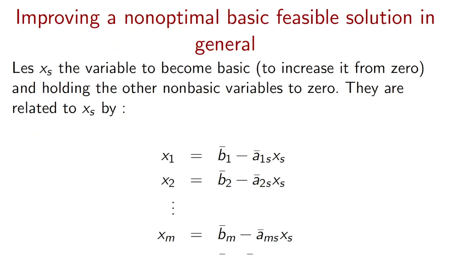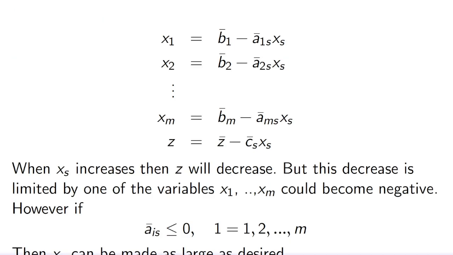Now, let xs, the variable, become basic, increasing it from zero, as we saw in the example, and holding the other non-basic variables at zero, so we have this system of equations. When xs increases, then z will decrease, but this decrease is limited because one of the variables x1 to xm could become negative. However, if ais is less than or equal to zero, then xs can be made as large as desired.